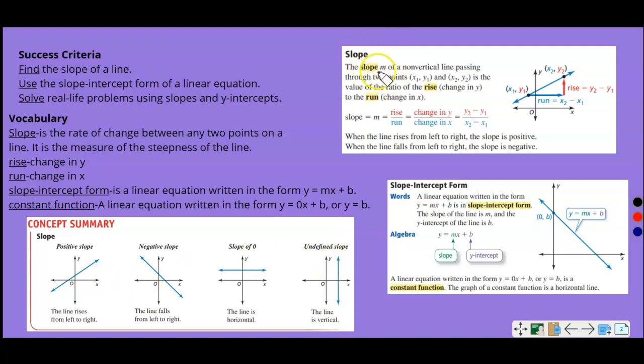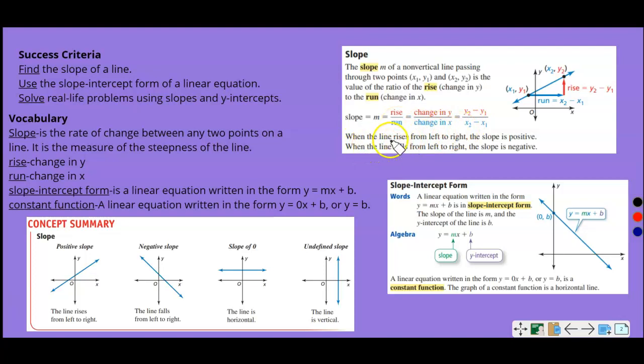All right, definition of slope. The slope m of a non-vertical line passing through 2 points is the value of the ratio of the rise, which is the change in y's, to the run, the change in x's. The formula: change in y's over change in x's, y2 minus y1 over x2 minus x1. So you may see any of these versions here for slope. All of these are equivalent. So it just depends on what you're given, what's the easiest way to determine what the slope is.